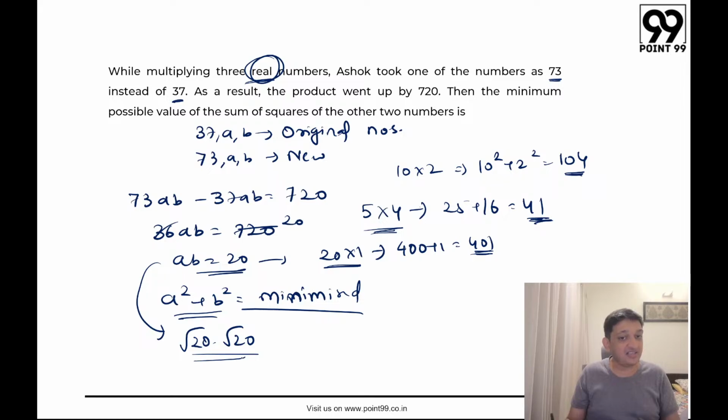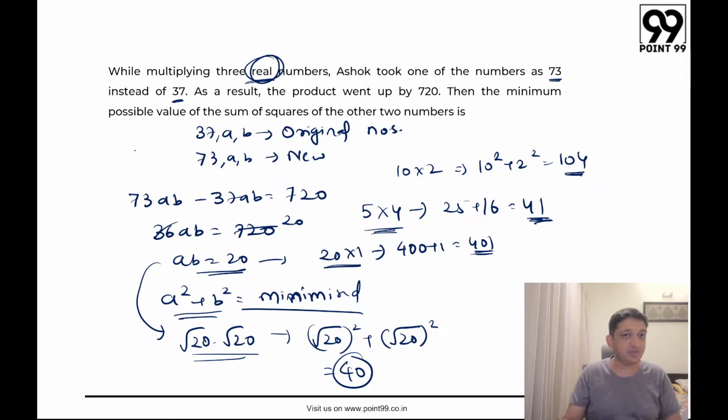Real numbers are allowed, integers are not mentioned. So these are the two parts which will ensure the minimum possible value of the sum of the squares. So my answer will be root 20 squared plus root 20 squared, which is nothing but 40. So the correct answer here is going to be 40 for this particular question. Okay?